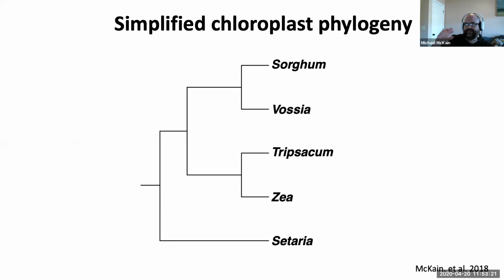If we take a simplified chloroplast phylogeny, basically we get Zea and Tripsacum sister to each other, which is what we expect. Sorghum and Bothriochloa, which represent this Eastern Hemisphere clade, are sister to each other. And then Setaria is our outgroup, as another genome that's available.